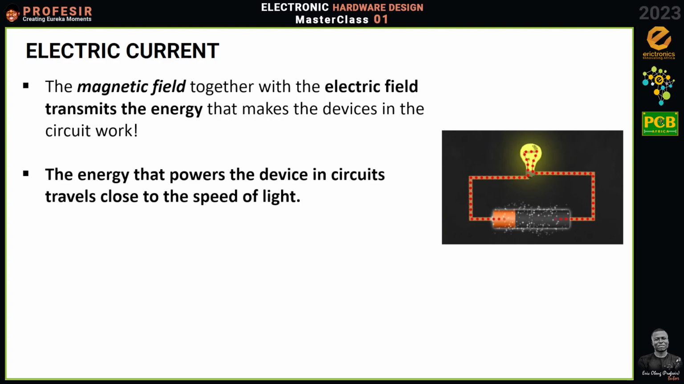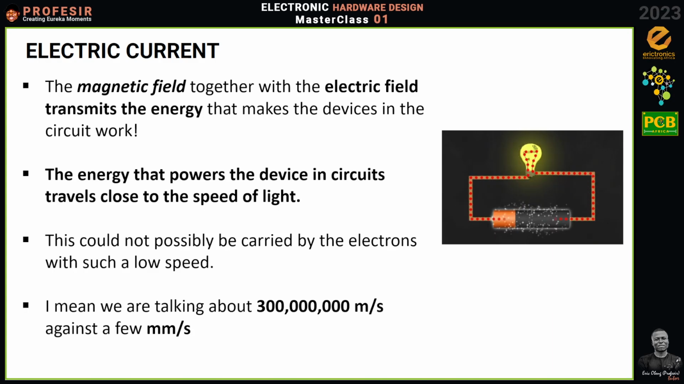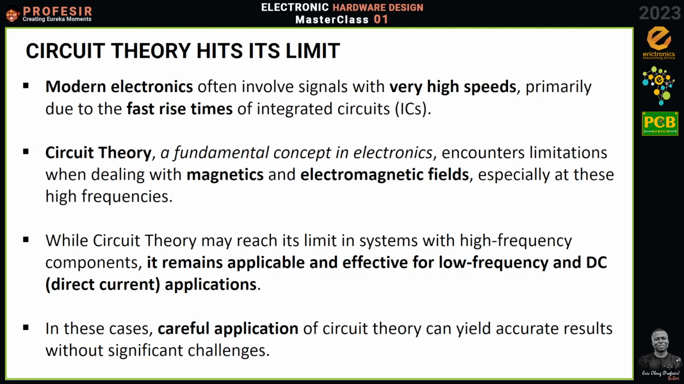The energy that powers the device in a circuit travels close to the speed of light. I've been mentioning this over and over. This could not possibly be carried by the electrons with such low speed. We are talking about 300 million meters per second against a few millimeters per second. That is not physically even possible. So what I need you to take from this point is that the energy that powers our devices is not the same energy that is carried by the electrons.